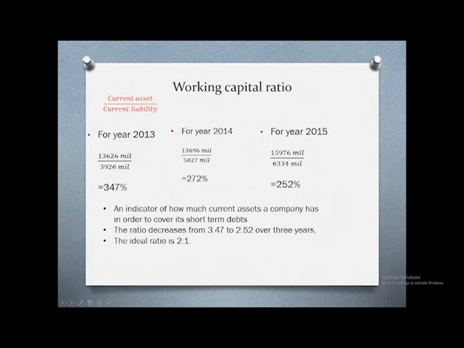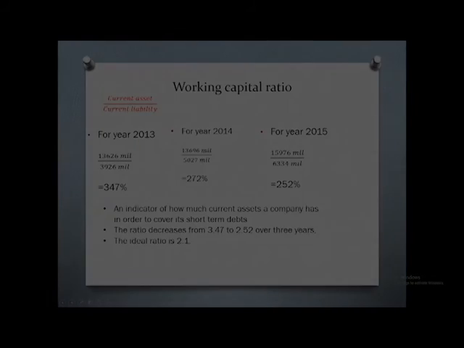The working capital ratio is an indicator of how much current assets a company has in order to cover its short-term debts. In this case, the ratio decreases from 3.47 to 2.52 over 3 years, which shows that the company is engaging in more investments on its current assets. The ideal ratio is 2 to 1, hence Nike should better utilize its current assets through investments.